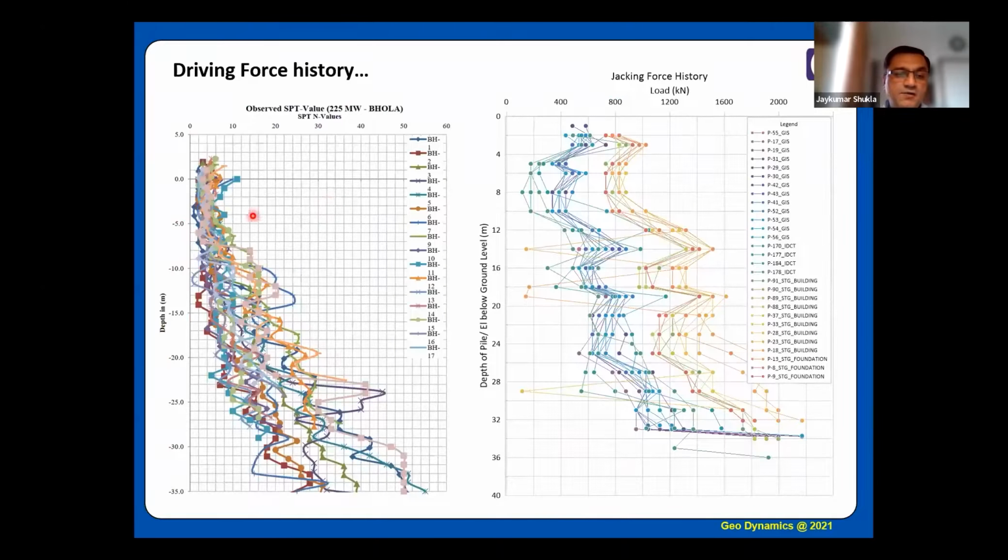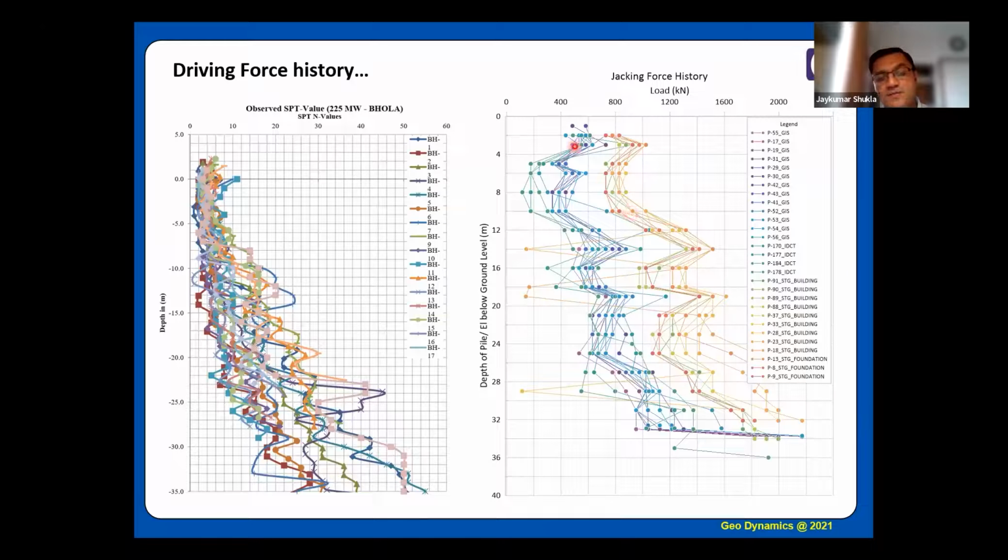If we try to understand all the boreholes or all the SPT values, you can see that practically it increases in order after 20-25 meters, and then reaches almost 30-40 at a depth of 35 meters. And these are the precast pile driving records.